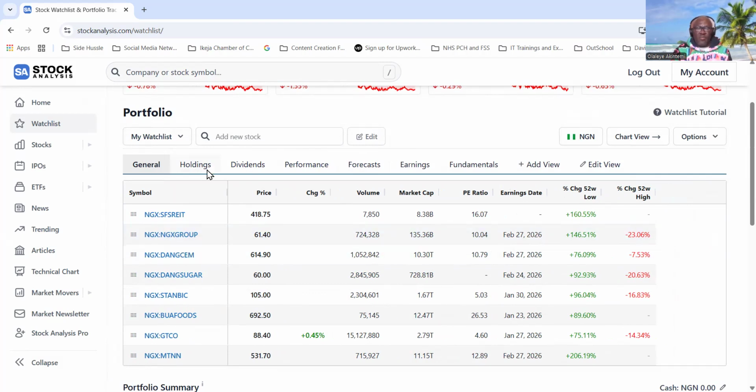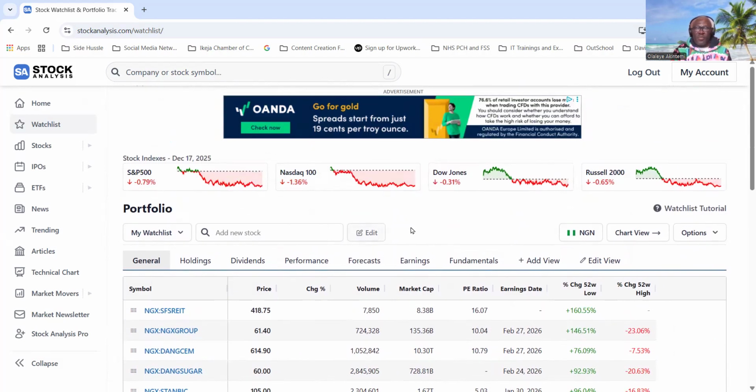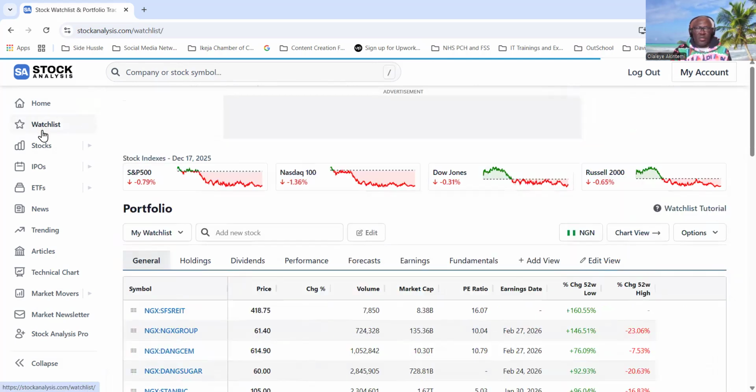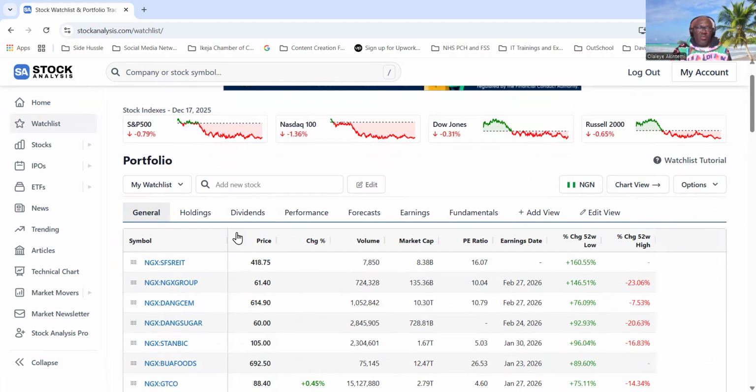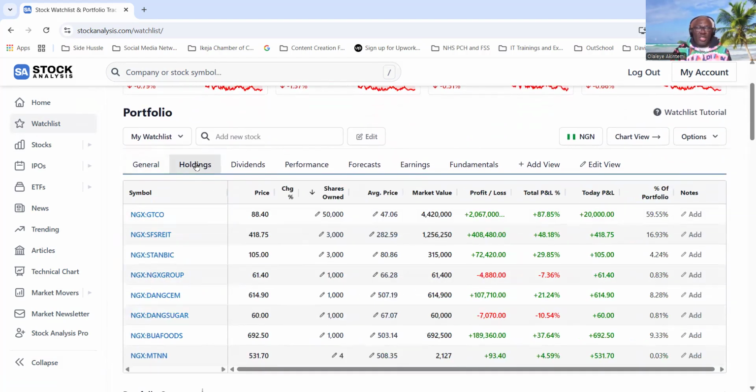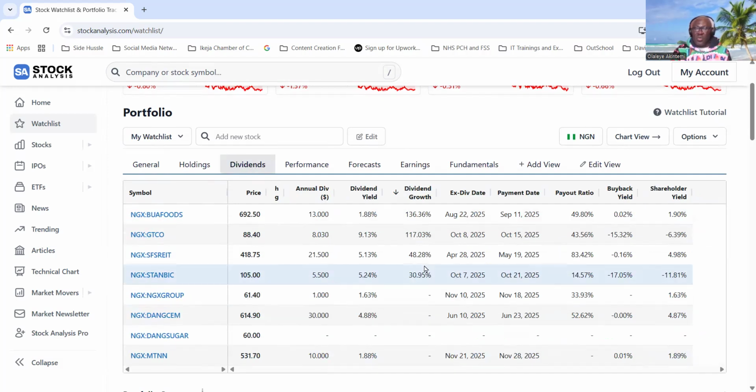I'm not sure why it's not giving the information on the heading, but previously I've seen it give the information. Okay, let me go back. Anyway, there is no need to worry. When you click on holding, it tells you how many shares you hold, the average price, and the market value. Dividend gives you information about the dividend history of the stock.